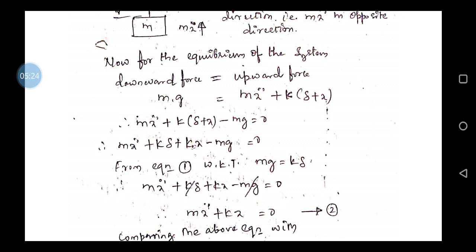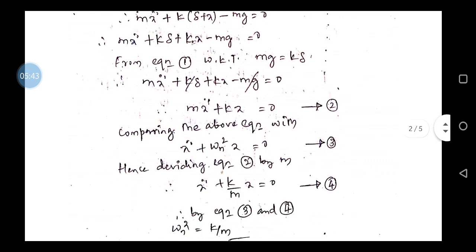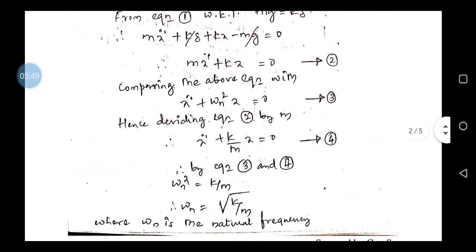So wherever mg is there, if you substitute k delta, then it becomes m x double dot plus k delta plus kx minus k delta. So k delta and mg get cancelled. The remaining terms will be m x double dot plus kx is equal to 0, which is equation number 2. Comparing the above equation with the standard equation, that is x double dot plus omega n square into x is equal to 0.